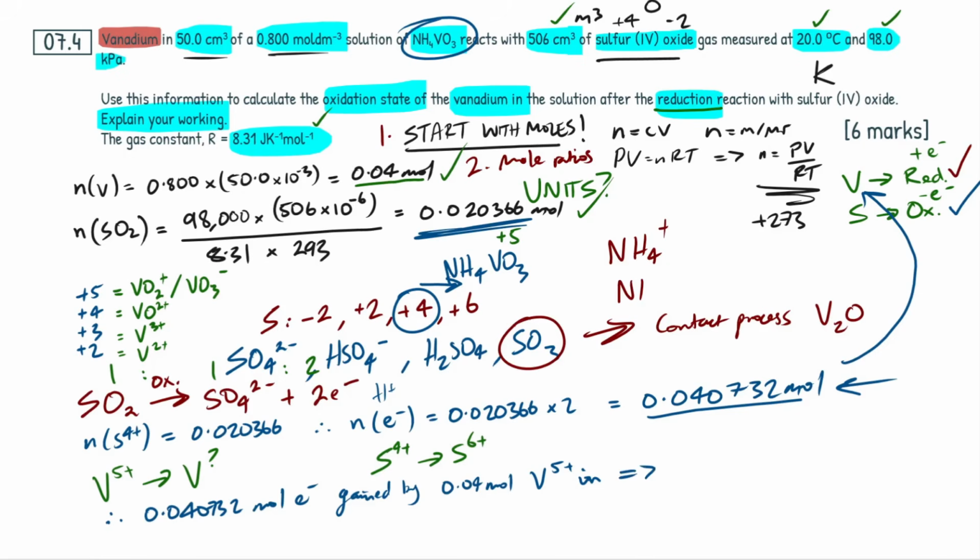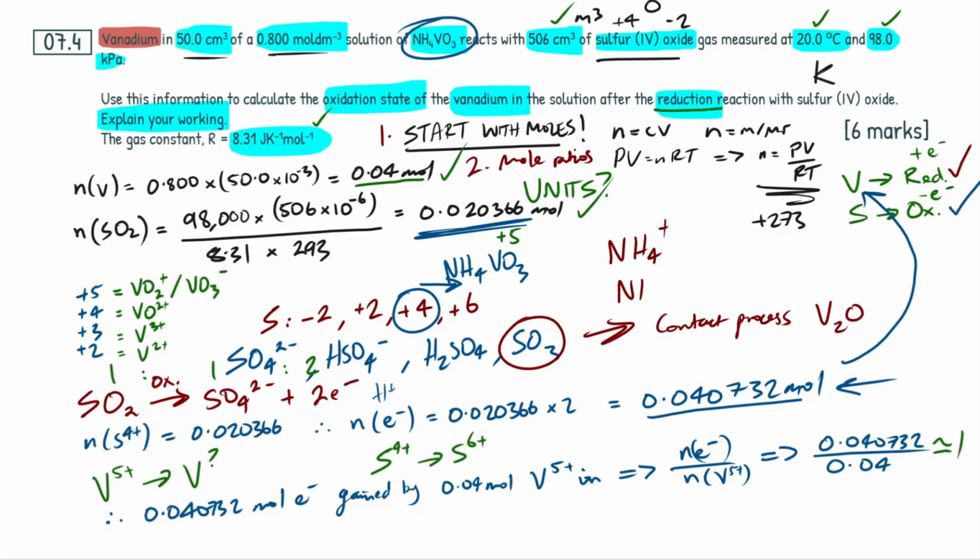So what we need to do is the moles of electrons divided by the moles of vanadium 5 plus that we've calculated. So that's going to be 0.040732 divided by 0.04. Hopefully straight away you can see that these are pretty much the same number. If we just stick to 2 decimal places, 0.04 divided by 0.04, to the closest integer, this is going to be 1. So roughly 1 is our integer here.